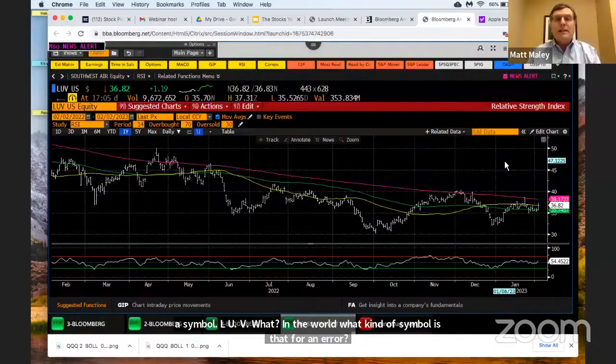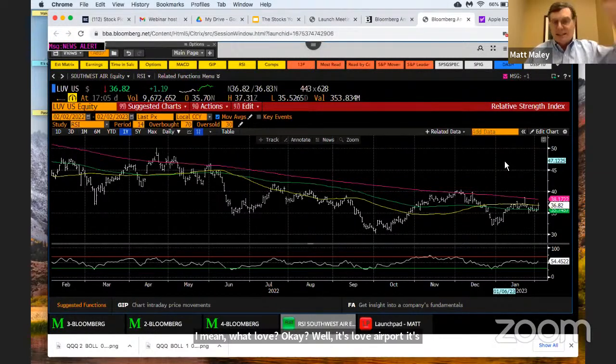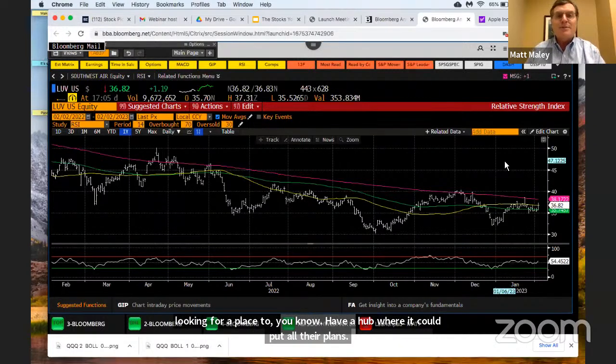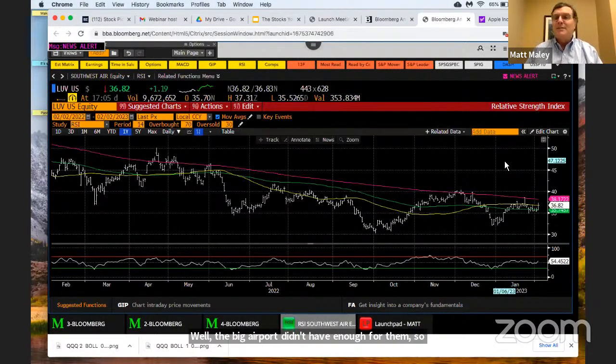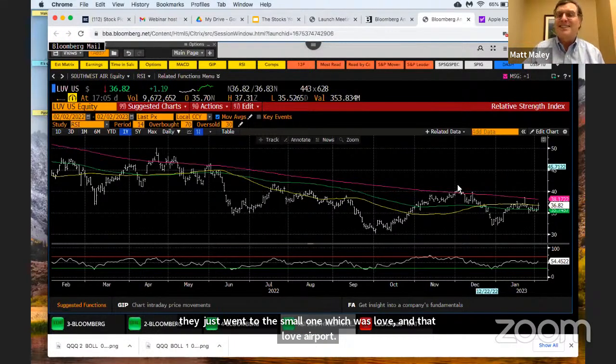Well, it's Love Airport. It's the name of the airport where they were based out of in Dallas. And I'm afraid that's the one where JFK flew into. But they now have their main airport in Dallas, much bigger airport. And Southwest was looking for a place to have a hub where it can put all their planes. Well, the big airport didn't have enough for them, so they just went to the smaller one, which was Love, and that Love Airport. So I'm a wealth of worthless information, but let's talk about important stuff.